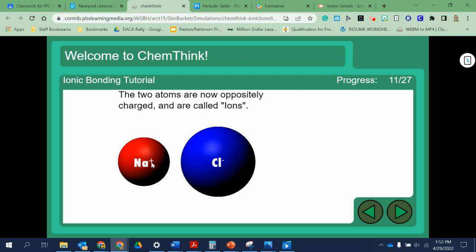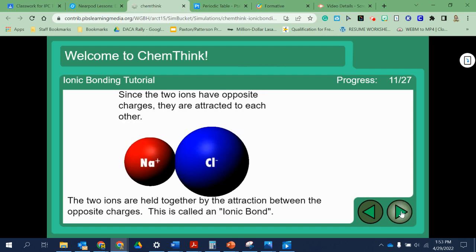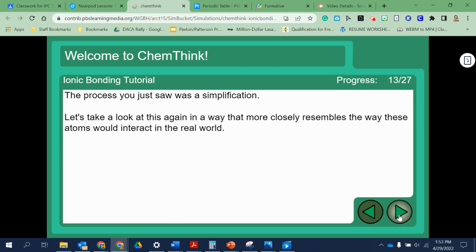A positive ion is a cation, a negative ion is called an anion, and now positive and negative will attract. All right, and there they go, attracting towards each other because they have opposite charges. So the two ions are held together by the attraction between the opposite charges. That force of a positive and a negative coming together is what's holding these chlorine and sodium ions together. This is what an ionic bond is.